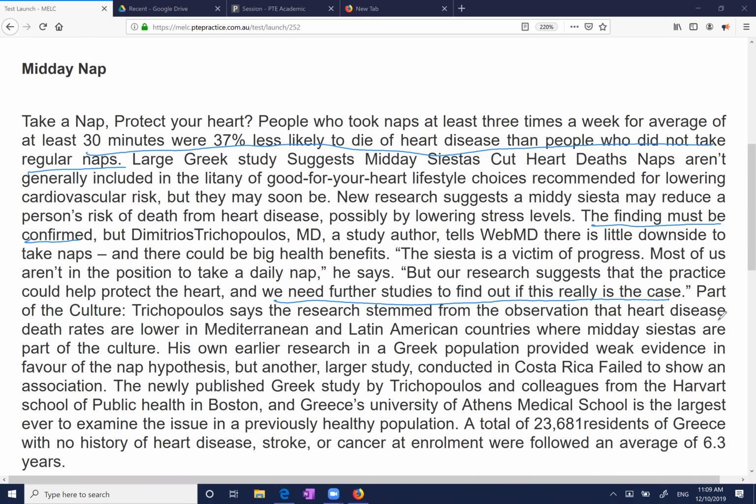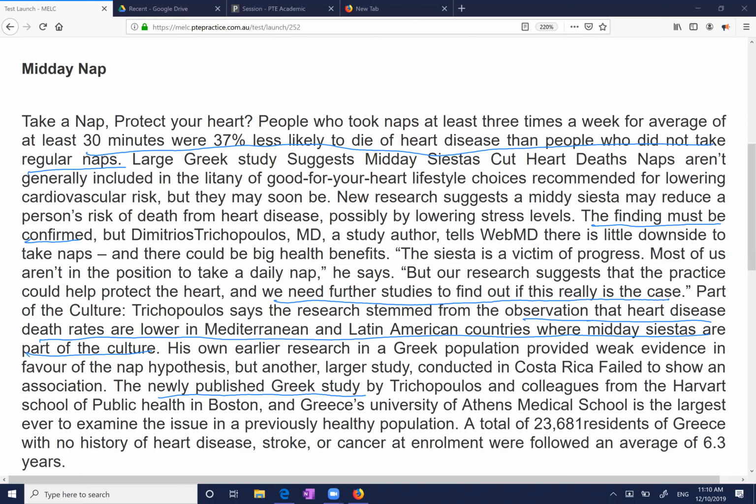Then if you read the last half, observing heart disease rates are lower in men, see, this is an observation which they have found, but we don't need to write it because that's not the main idea. This is an example. But even if you write it, it is not going to deduct your marks as long as you could put the main idea. A newly published Greek study, blah, blah, blah. So this is again explanation.